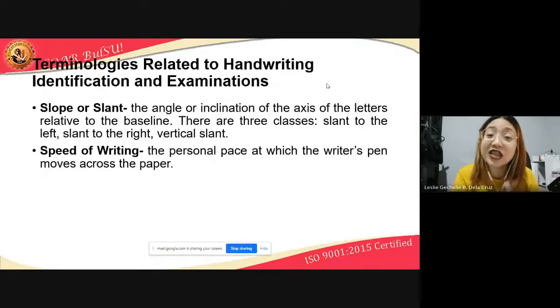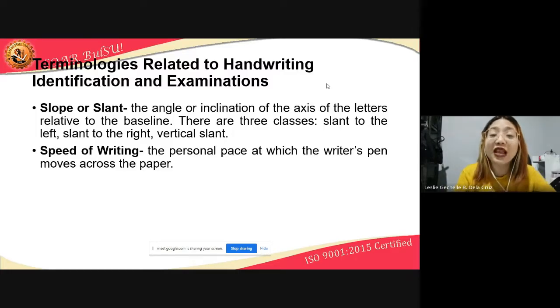Slope or slant, ito yung sinasabi ko kanina sa inyo sa dual personality, na kapag ang sulat mo ay iba-iba ang slant sa isang word or isang sentence, then maybe that person is suffering from dual personality. So slope or slant is the angle or inclination of the axis of the letters relative to the baseline. So there are 3 classes: slant to the left, slant to the right, and vertical slant. Sulat mo pa ganyan, or pa ganito.